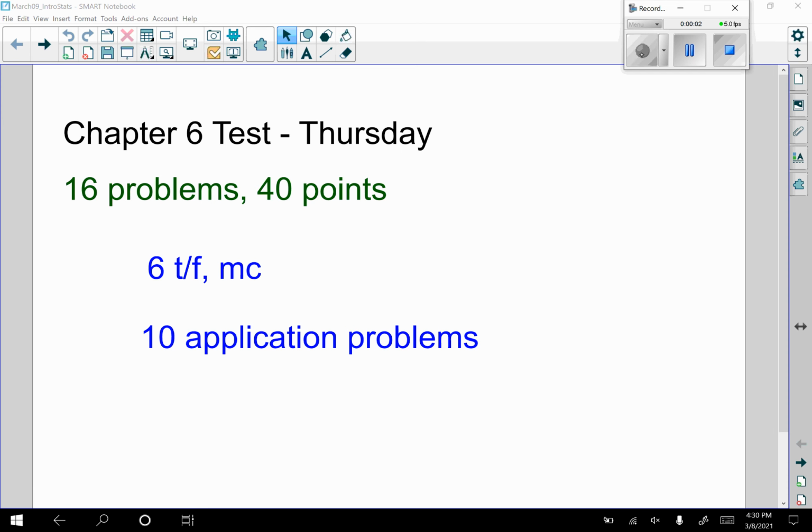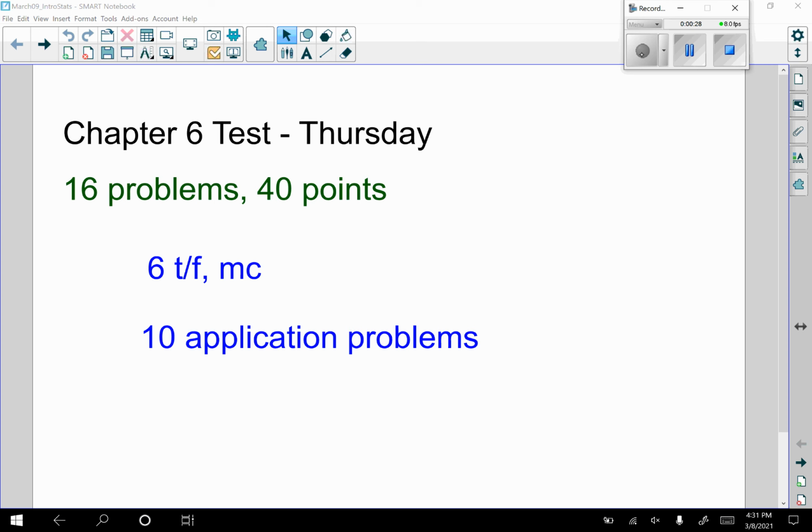Hello everyone, just some information on the upcoming test this Thursday. You'll have 16 problems to work through for 40 points. The first 6 questions are going to be a combination of true, false, multiple choice. And then the remaining 10 questions will be application problems, just as what you've been working with on your Chapter 6 study guide. So please let me know what questions you have over the Chapter 6 study guide. Part of today and tomorrow will still be to continue to work on that.